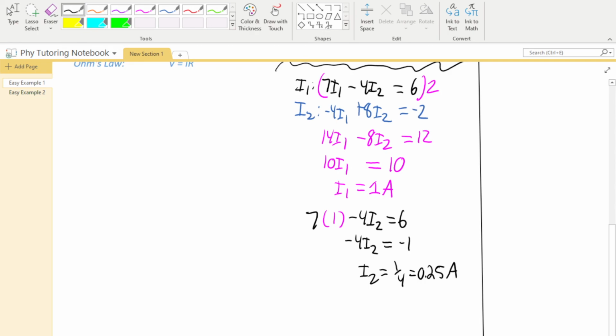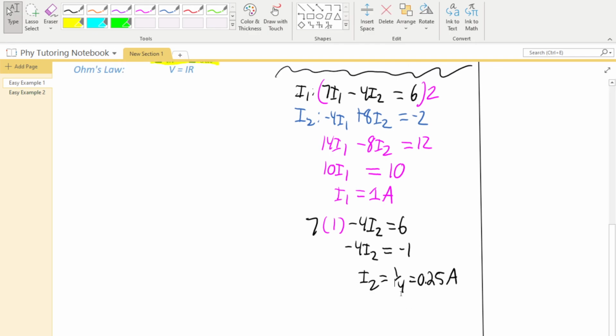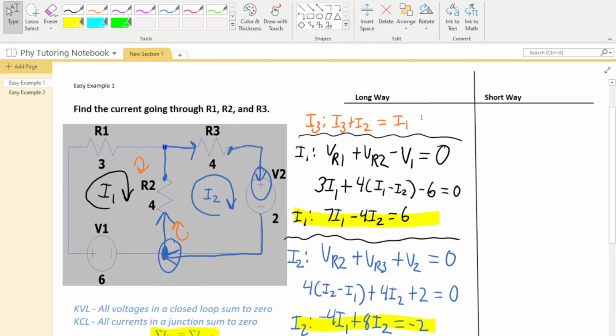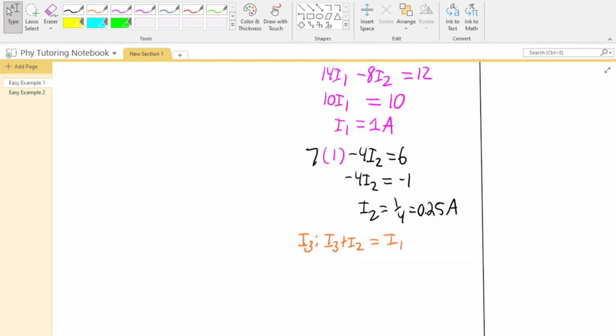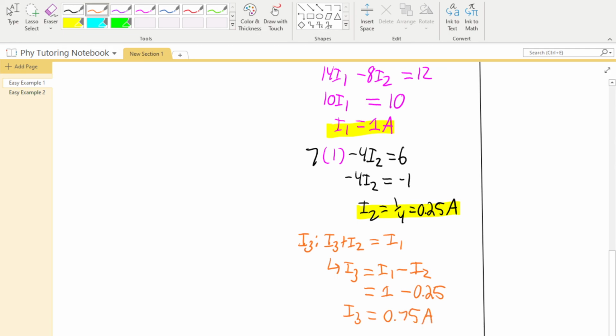And again, all I'm doing is math right now. Then to find I3, I need to use this equation. So let me bring that down as well. Like I said, all I'm doing here is math. I now know I1 and I2. I just want to know I3. So I can rearrange this equation as I3 is equal to I1 minus I2. And I1 is simply 1 minus 0.25. So I3 is equal to 0.75 amps.